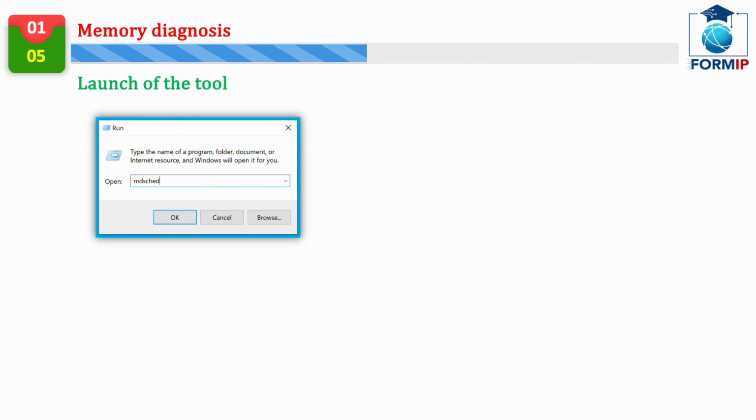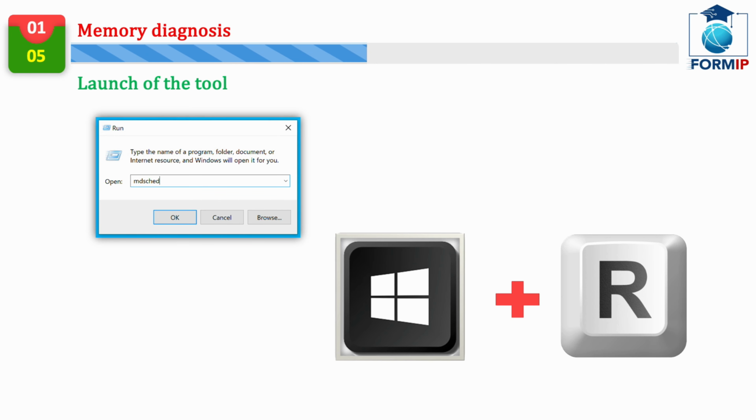There is also a shortcut to access this tool, which is the mdsched command to be launched in a run window. Remember, to launch this window, you can press the Windows and R keys at the same time.